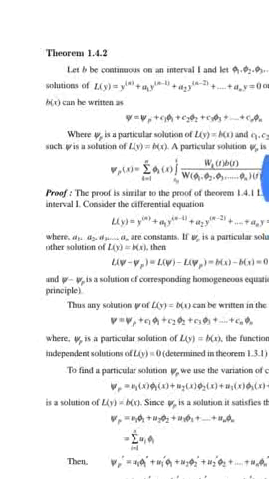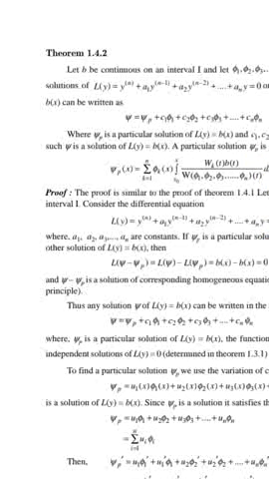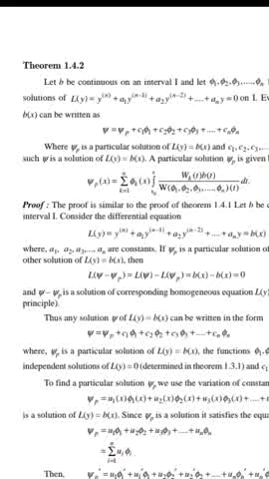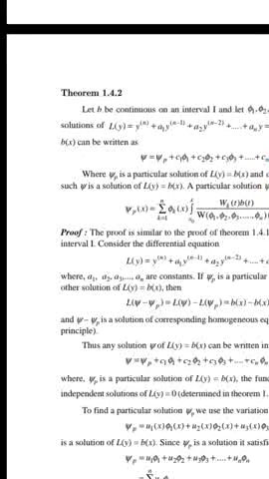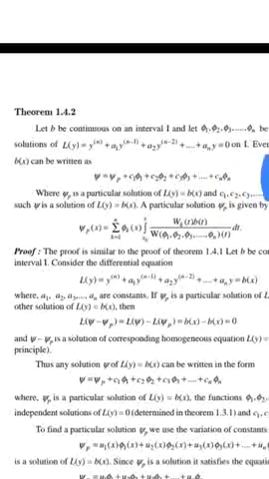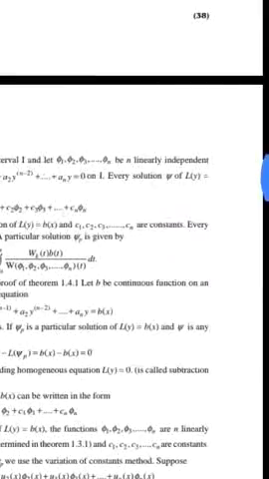Today I will discuss the theorems on non-homogeneous equation of order n. So let us see our theorem. Let b be continuous on an interval I, and let phi 1, phi 2, phi 3, ..., phi n be n linearly independent solutions of L(y) = y^(n) + a1 y^(n-1) + a2 y^(n-2) + ... + an y = 0 on I.